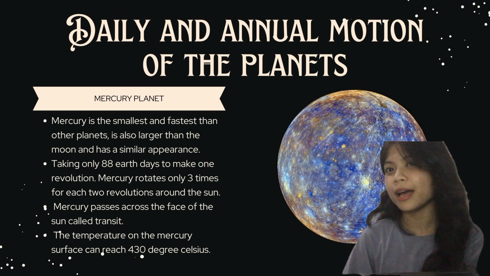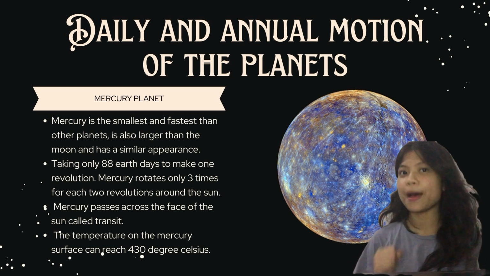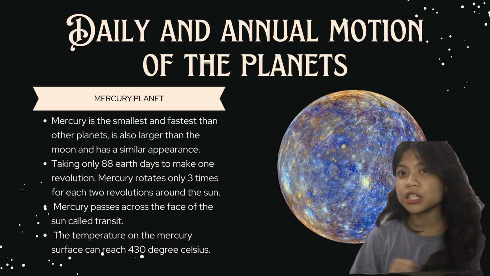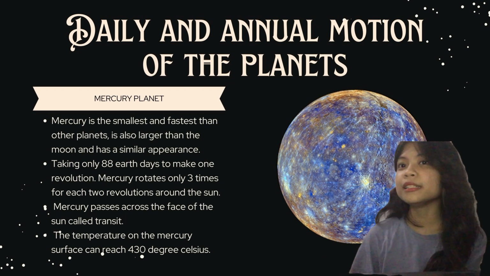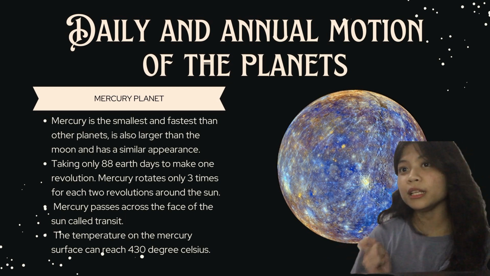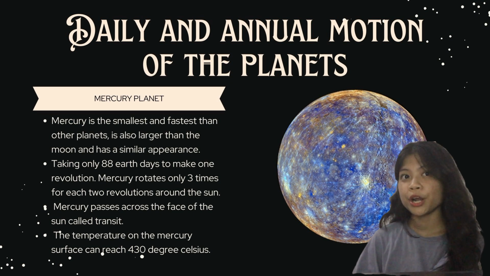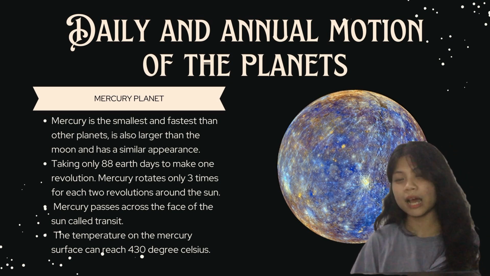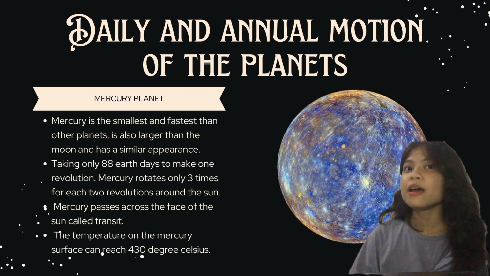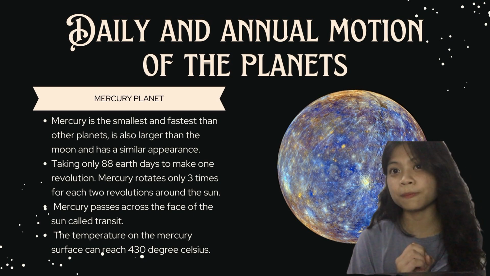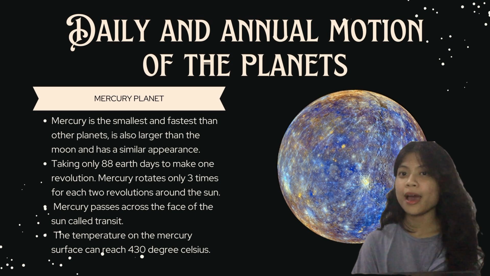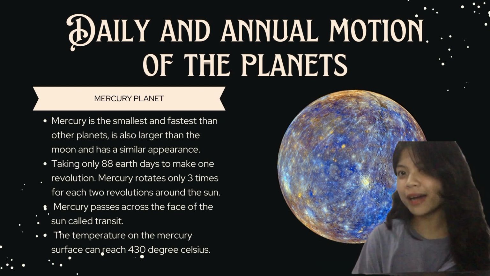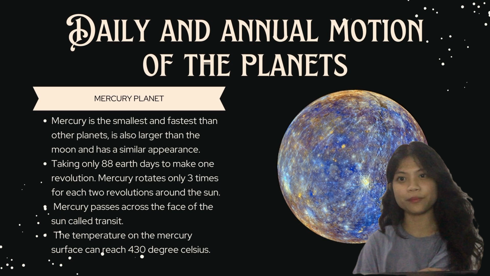Alam nyo ba na kahit ang Mercury ang pinakamalapit sa Sun, hindi siya ang pinakamainit? Dahil sa dalawang rason. Una, wala siyang atmosphere. Pangalawa, dahil mababa ang absorption rate niya. Kaya mas mainit yung Venus kesa sa Mercury. At i-explain ko kung bakit mas mainit ang Venus kesa sa Mercury.